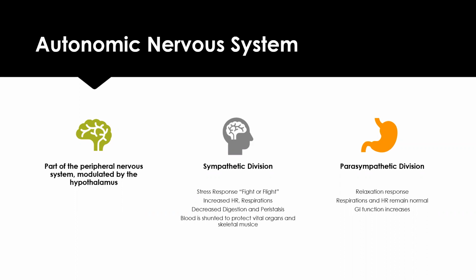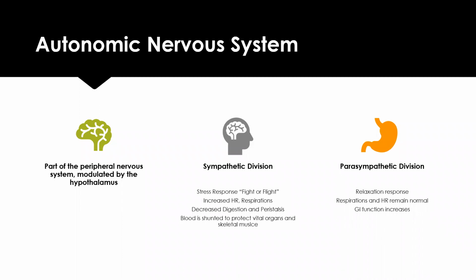In the sympathetic division, we see a stress response or our fight or flight response. This is often activated when we're experiencing a threat. During this time, we have increased heart rate, respirations, and decreased digestion and peristalsis. During this time, our body also shunts its blood to protect and provide circulation to our most vital organs and skeletal muscles to help us remove ourselves from a threatening situation.